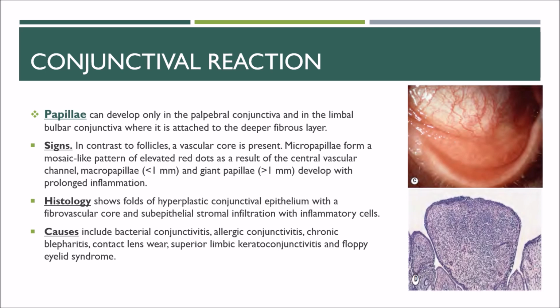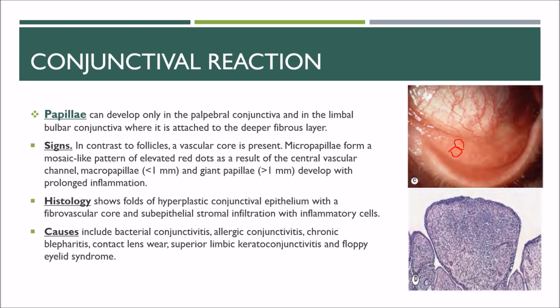Apical infiltrate or staining with fluorescein or the presence of mucus can be present with marked activity. Limbal papillae have a gelatinous appearance. Now the picture here shows macropapillae in the fornical conjunctiva.